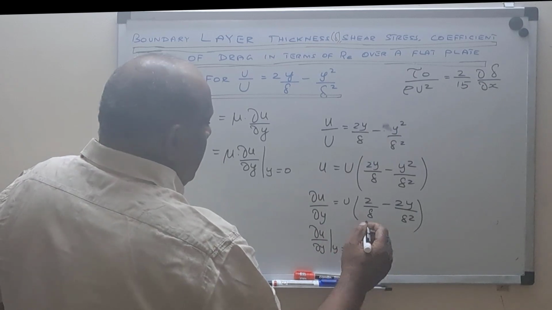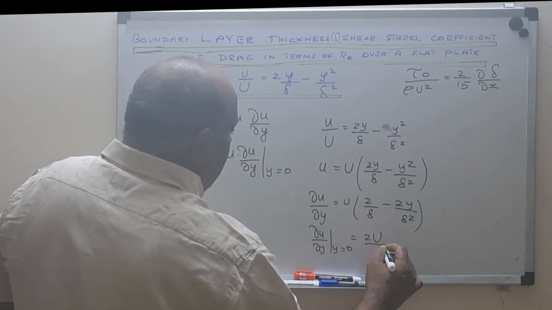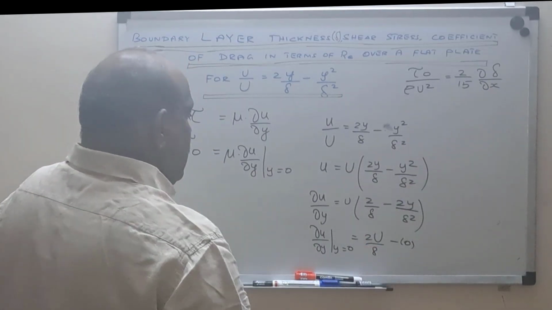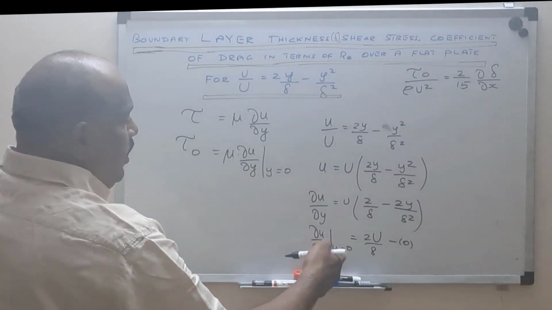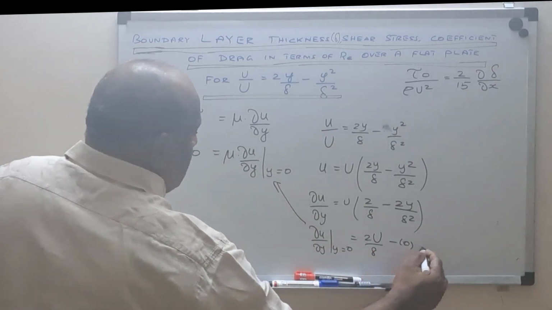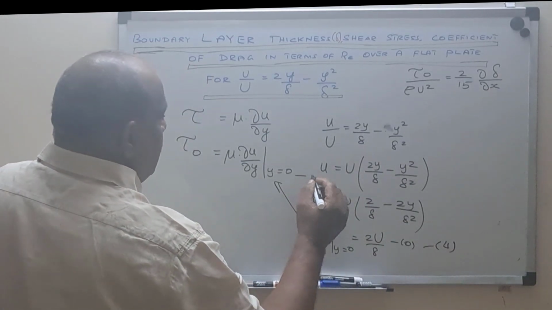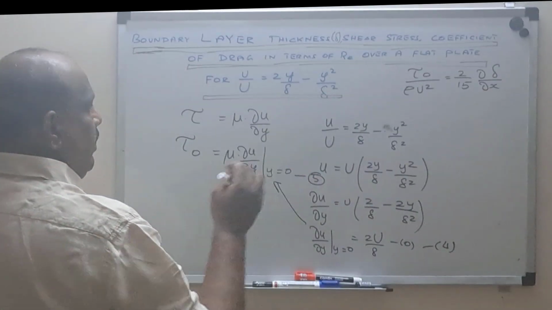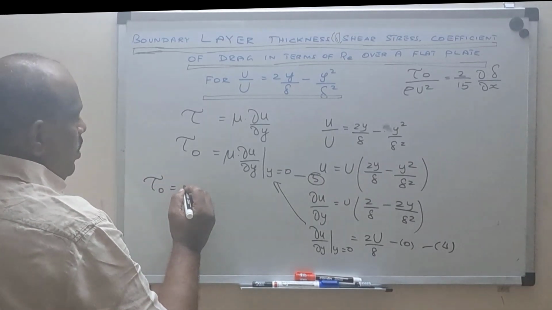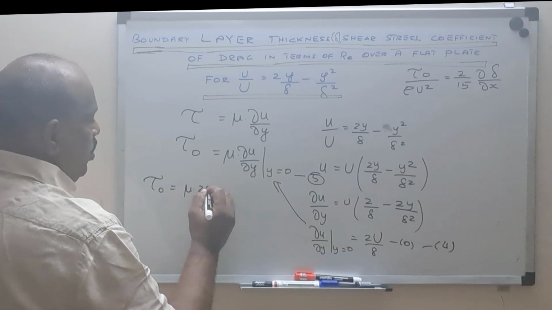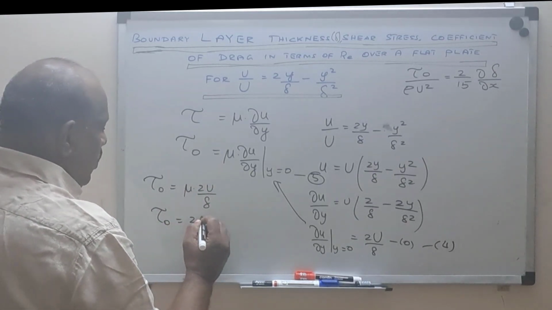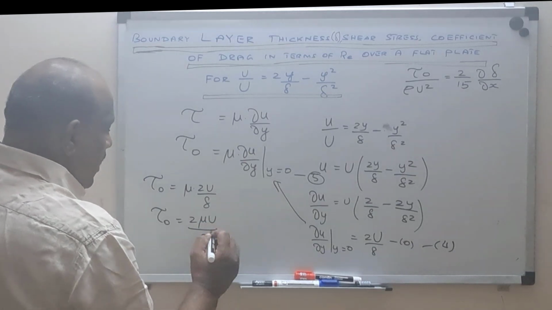Now I want dou u by dou y at y equal to 0. So this term will become 2 capital U by delta. This term will become 0, because y is 0. So this term vanishes. So we got dou u by dou y at y equal to 0 is 2U by delta. Let us call this equation number 4, and the earlier one equation number 5. So substituting 4 in 5, tau naught will be equal to mu into 2U by delta, or tau naught equal to 2 mu U by delta.